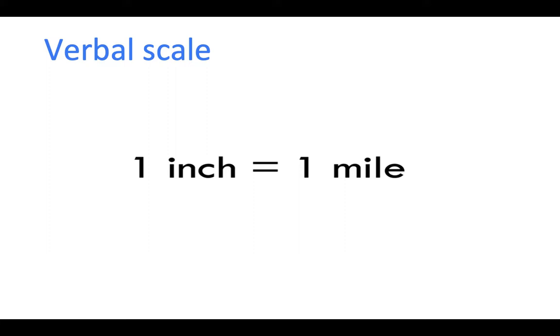The first way, that I'm going to show you anyway, is what we call the verbal scale. And that one, it's the easiest to think of, right? You don't have to think in terms of really numbers or abstract concepts. It's written out in a way that just makes sense in our everyday brain. So like this example here, 1 inch equals 1 mile.